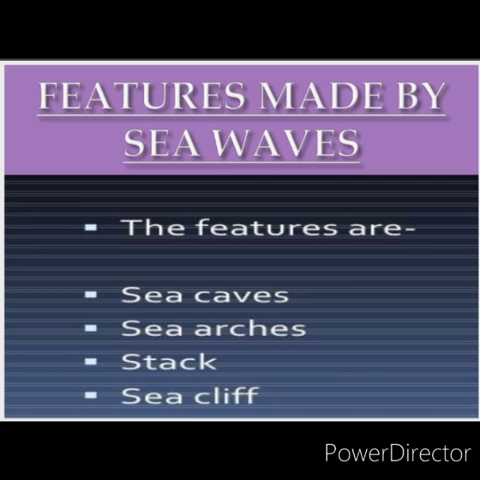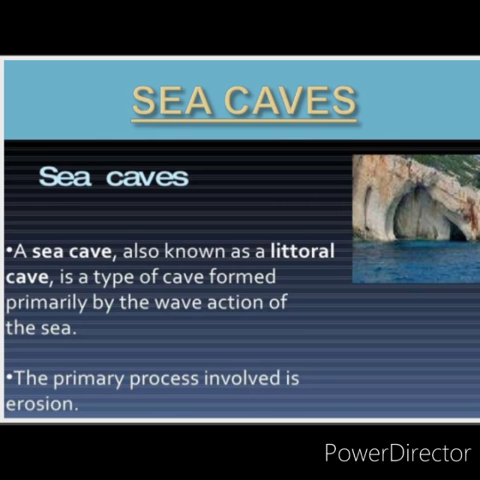Next part is sea, and the features made by the sea waves are sea caves, sea arches, stack, sea cliff. Sea caves. A sea cave, also known as a littoral cave, is a type of cave formed primarily by wave action of the sea. The primary process involved is erosion.